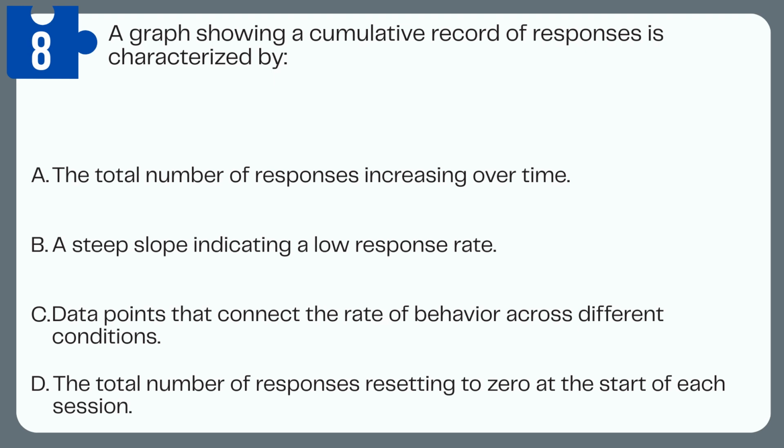Question 8. A graph showing a cumulative record of responses is characterized by A. The total number of responses increasing over time. B. A steep slope indicating a low response rate. C. Data points that connect the rate of behavior across different conditions. D. The total number of responses resetting to 0 at the start of each session.